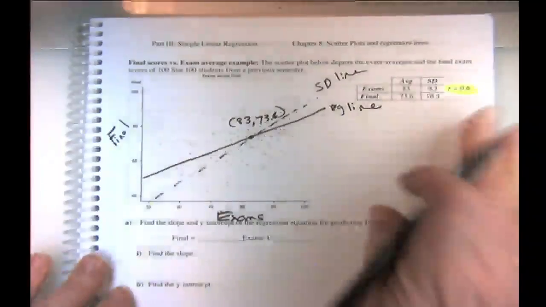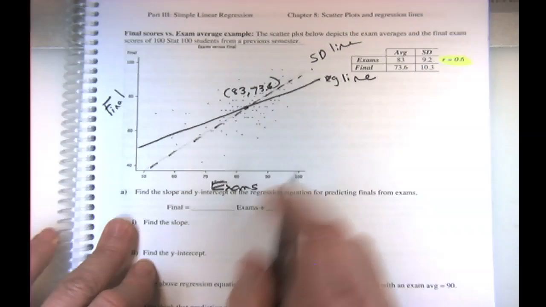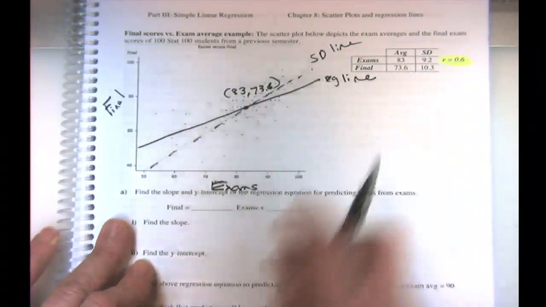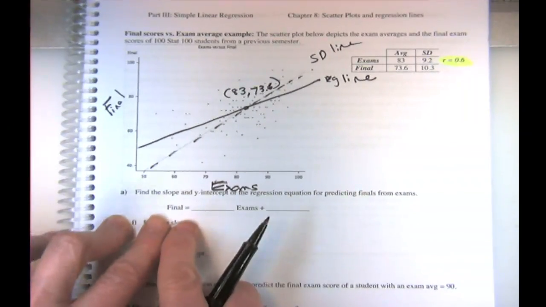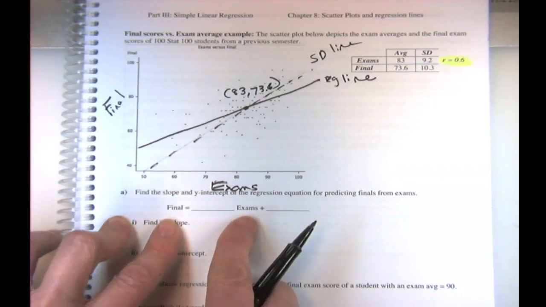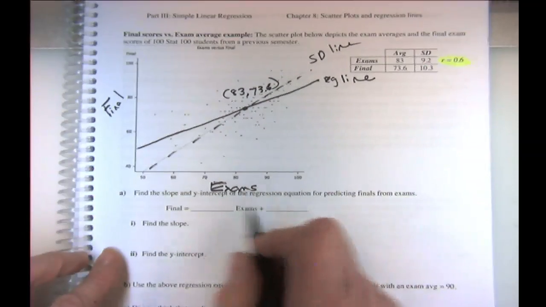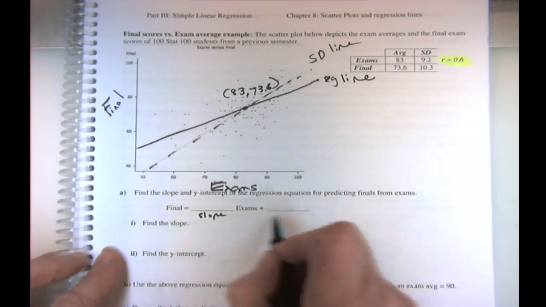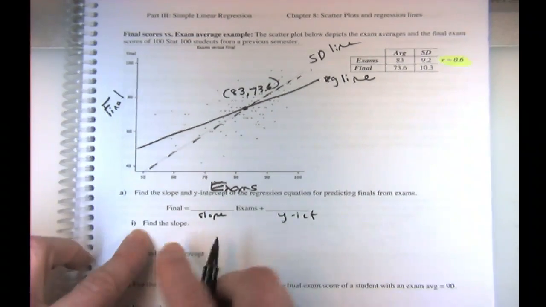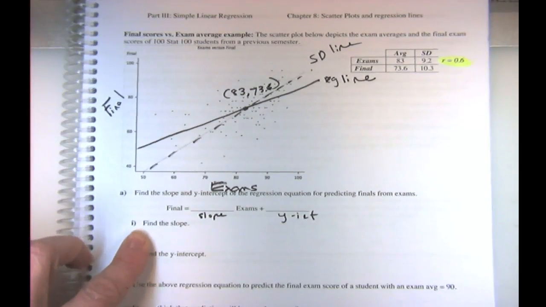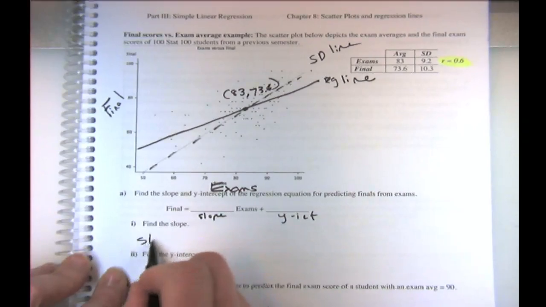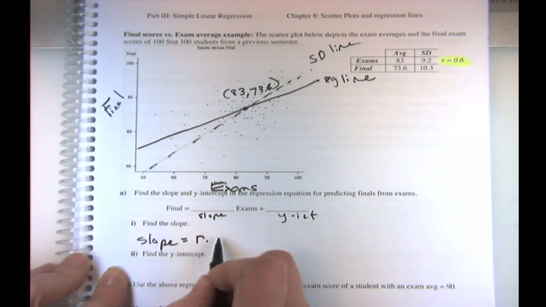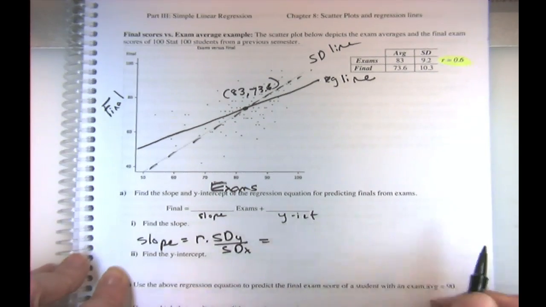All right, now we want to find the equation for this line, right? The equation for a line is going to be some slope plus an intercept, right? So here's your slope, and here's your y-intercept. Now, find the slope. We just talked about what the slope is. The slope is equal to r times the standard deviation of y divided by the standard deviation of x.